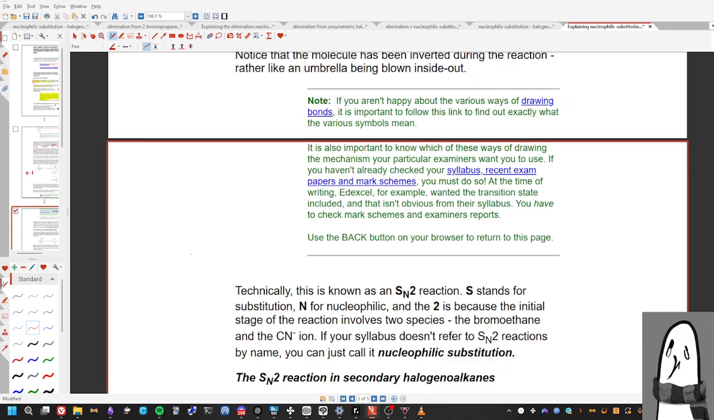At the time of writing at Excel, for example, they wanted the transition state included, and that isn't obvious from their syllabus. You have to check mark schemes and examiner reports.